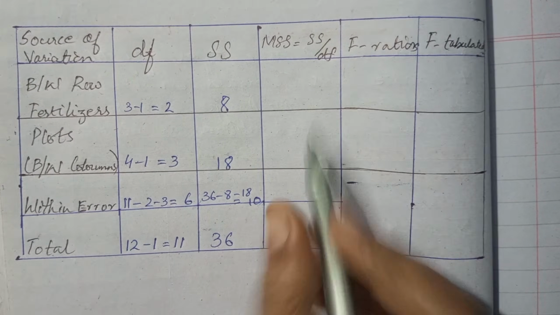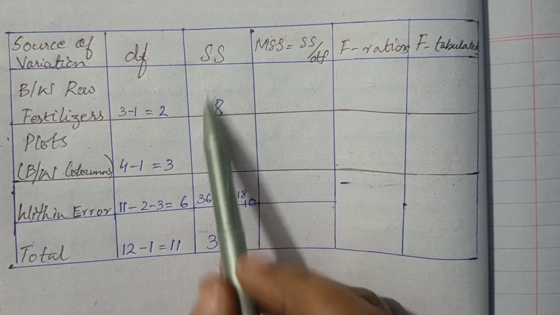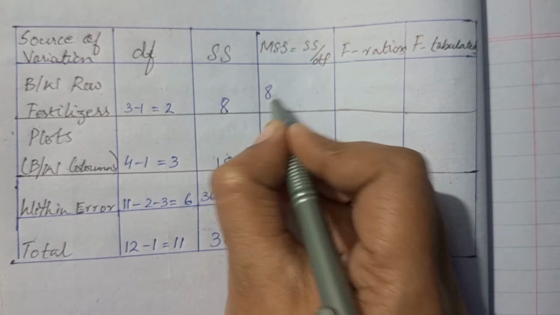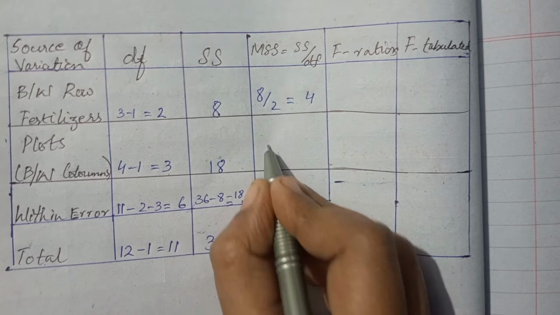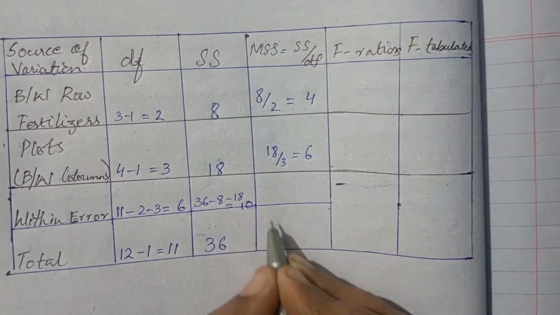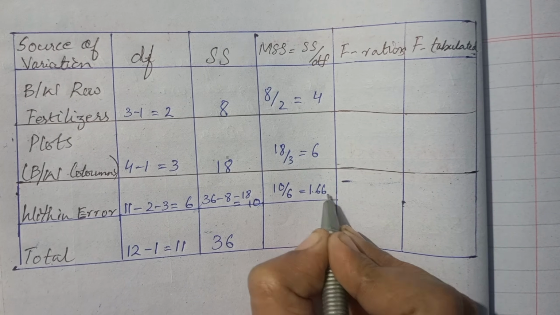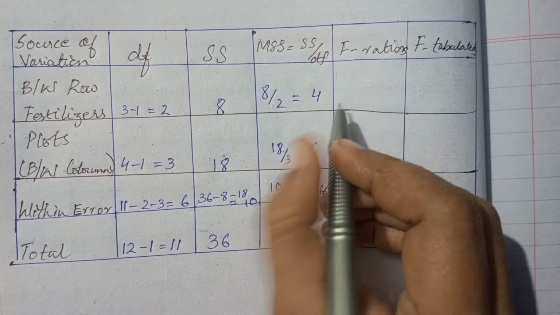Then we will find the mean sum of squares. For this, we will divide the sum of squares by the respective degrees of freedom. So 8 divided by 2 will be 4, 18 divided by 3 will be 6, and 10 divided by 6 will be 1.6667.